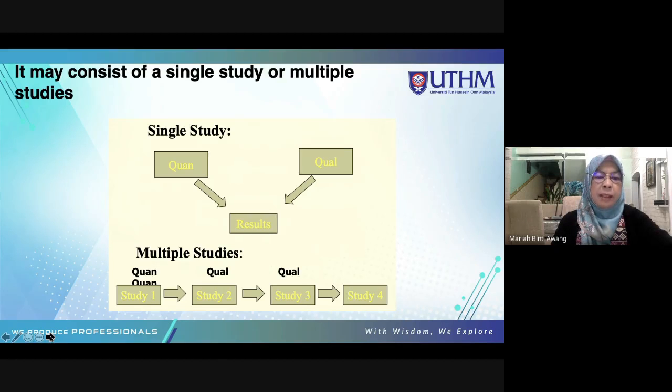Multiple studies, for example, for study 1, we choose quantitative study. For study 2, we choose qualitative study. And study 3, we choose qualitative study. And also study 4, we choose maybe quantitative study or qualitative study. Combination of results from the four studies, we have the result.